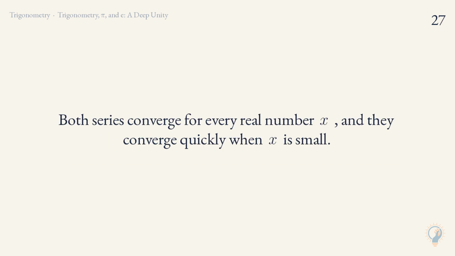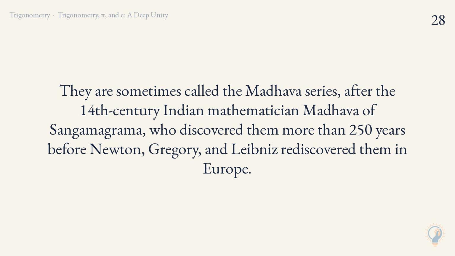Both series converge for every real number x, and they converge quickly when x is small. They are sometimes called the Madhava series, after the 14th century Indian mathematician Madhava of Sangamagrama, who discovered them more than 250 years before Newton, Gregory, and Leibniz rediscovered them in Europe.